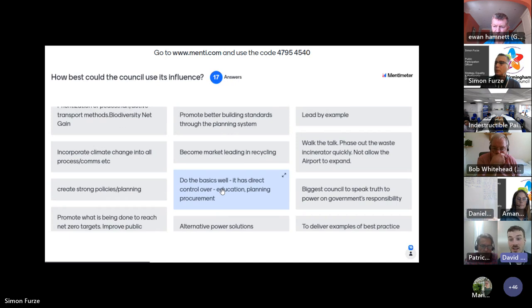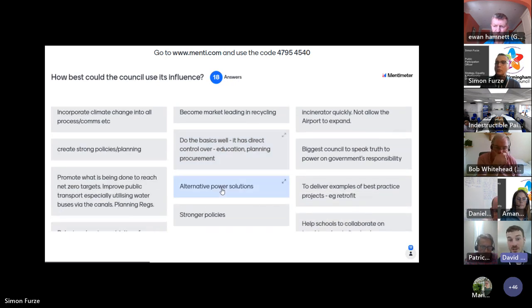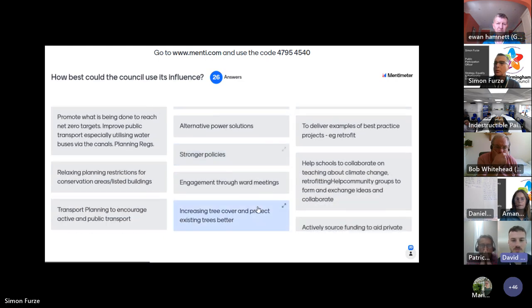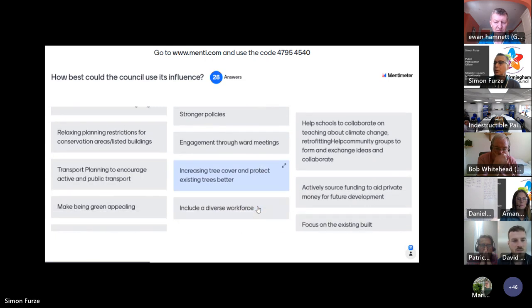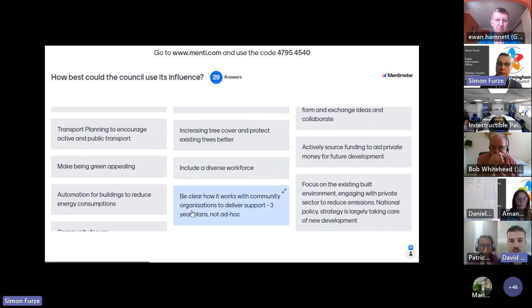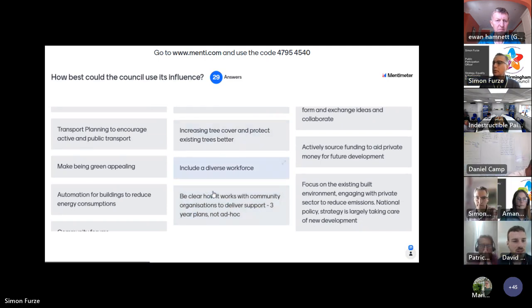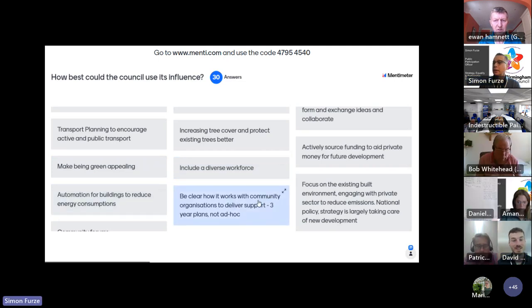Yeah, so I think that's something we'll touch on later, about not just saying, but doing as well and sharing that. Alternative power, examples of best practice. Yeah, brilliant. Funding, money, speech development. Make being green appealing. That's an interesting one. Yeah, I think that's a really good point.